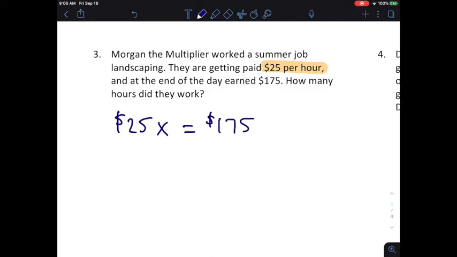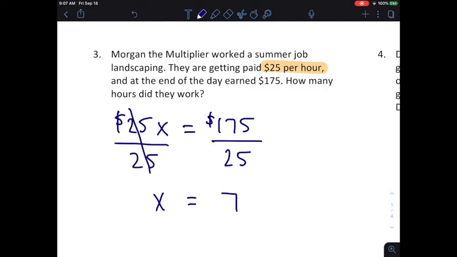Okay, so how many hours did they work? Well, what I see here is multiplication because 25 times x. So what I want to do is I want to do division. So when I divide, the 25 cancels, so I'm left with x. And on the right-hand side, 175 divided by 25 is 7. So that means Morgan worked for 7 hours.